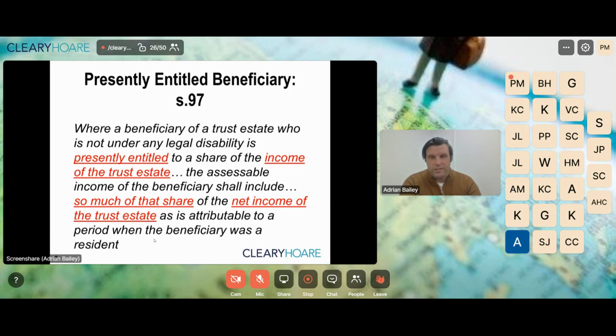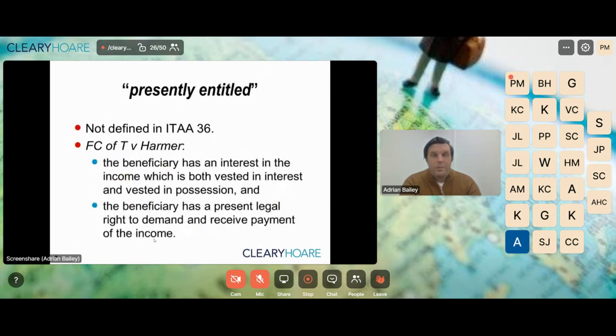What is the net income of the trust estate? And again, most of the litigation and disputes in this area are around these phrases and what they actually mean and how they should be interpreted when we're dealing with the taxation of trusts. So presently entitled, believe it or not, is not defined within the Tax Act. It's a fairly core concept, but it's not defined.